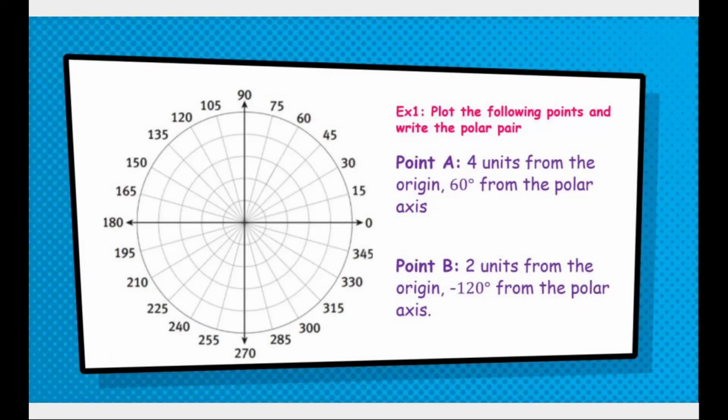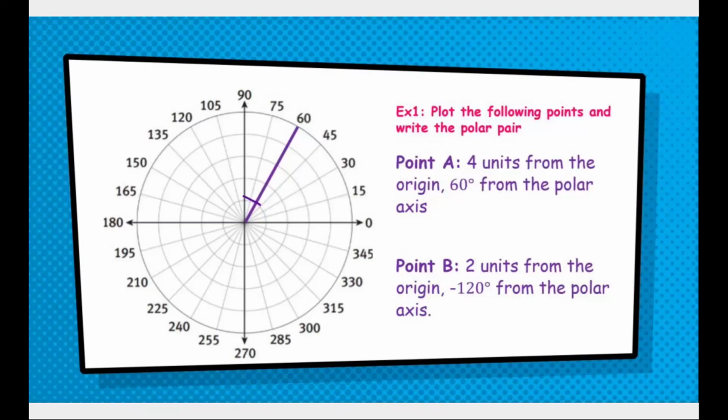So we're going to look at how to be given some information and then put that on this circular or polar plane. So point A, plotting point A. We're told that we want to plot point A 4 units from the origin, 60 degrees from the polar axis. What we're going to start off with is always locating the angle first. So I'm going to find out where 60 degrees is, and then I'm going to go from the origin.